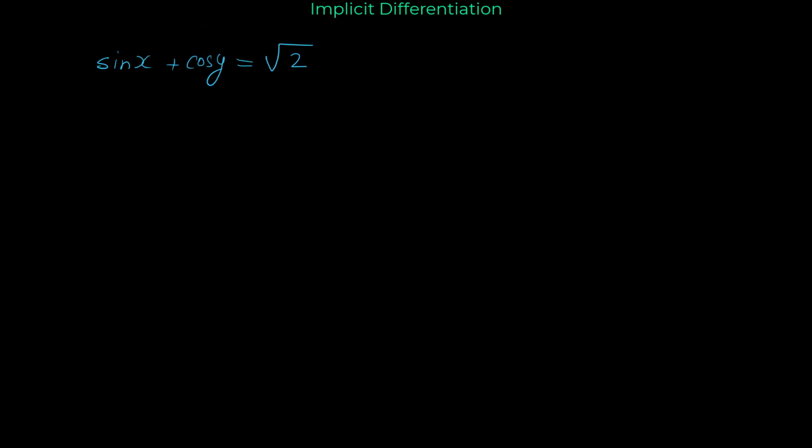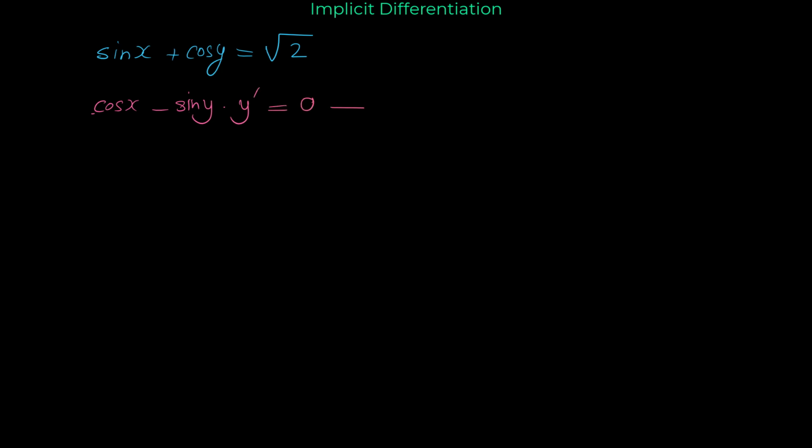Now look at this question. Sine of x plus cosine y equals square root of 2. We want to find y double prime for this implicit relation. First, we have to find y prime as usual. So we take the derivative of both sides of this relation with respect to x. Derivative of sine x is cosine x. Derivative of cosine y is negative sine y. Don't forget to multiply by y prime, and the derivative of the right side is 0.